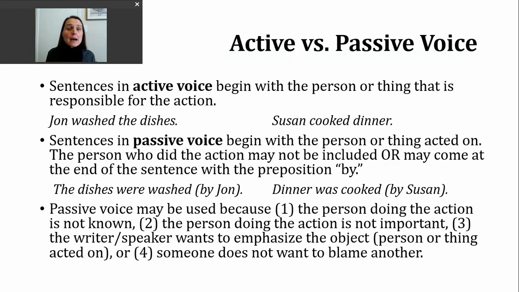Another reason passive voice gets used is that the writer or the speaker really wants emphasis or their reader or listener's attention to go to the object or the person or thing that's acted on. A fourth reason some people might use the passive voice is if they don't want to assign blame, right? The classic example is mistakes were made. We're not blaming and saying who made the mistakes. We're just acknowledging that mistakes were made.